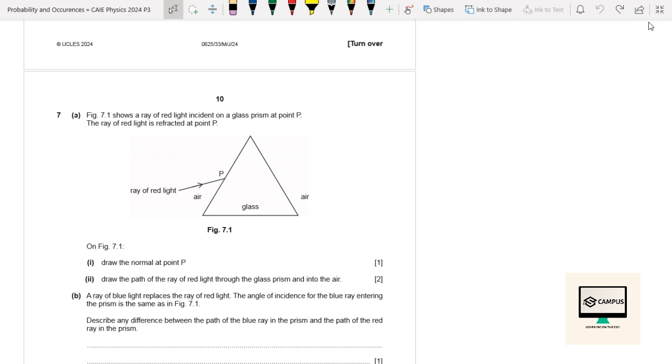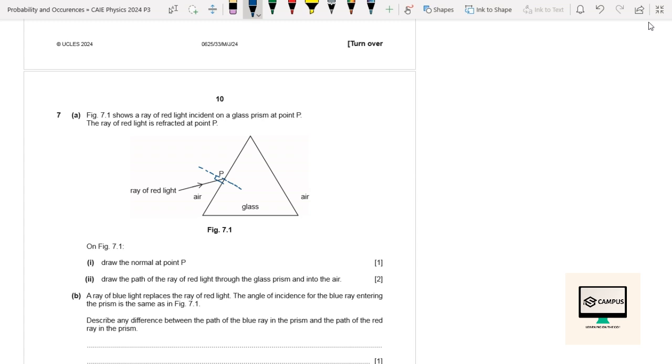Moving on to question number 7. Figure 7.1 shows a ray of red light incident on a glass prism at point P, and the ray of red light is refracted at point P. That means it moves from one medium to another, that is from air to glass. That's the definition of refraction. For a 1 mark question, we have to draw the normal at point P. When we draw the normal, we draw a perpendicular to the surface of impact, which happens to be the glass surface here. So let me attempt to draw. Yeah, this should give us 1 mark. On paper, it is recommended that you use a ruler to draw it perfectly straight and more readable.